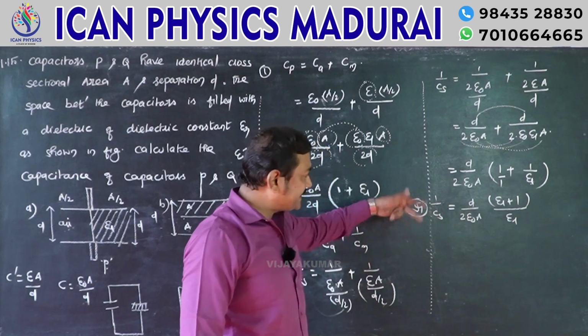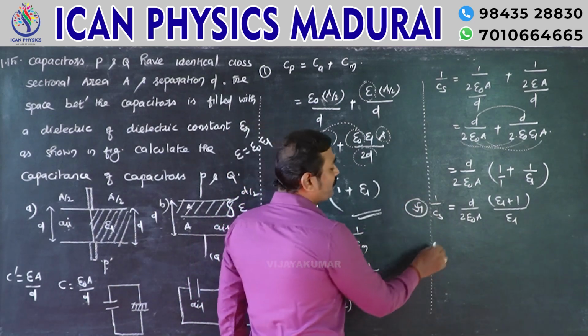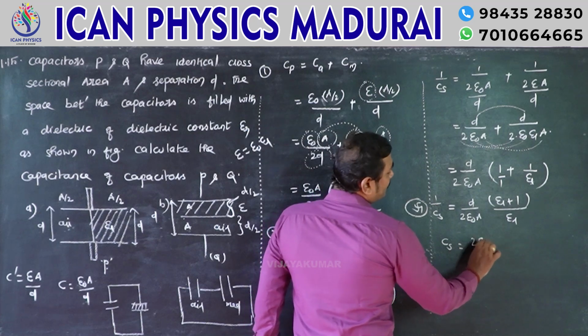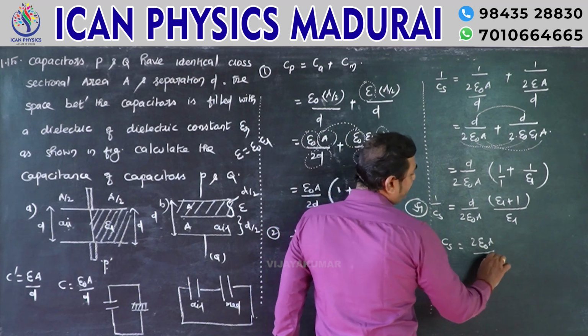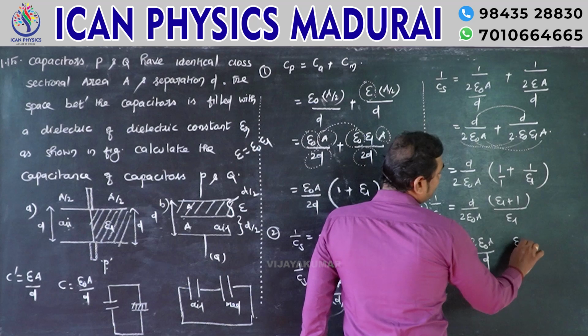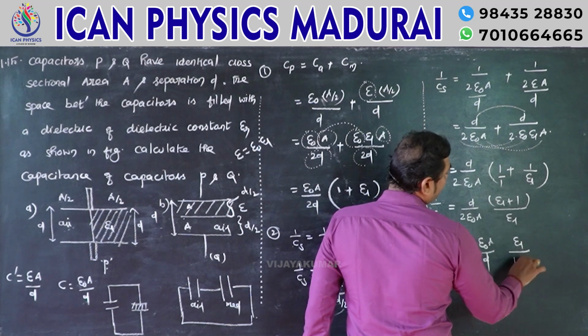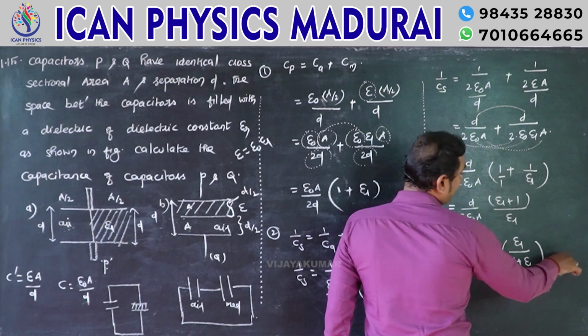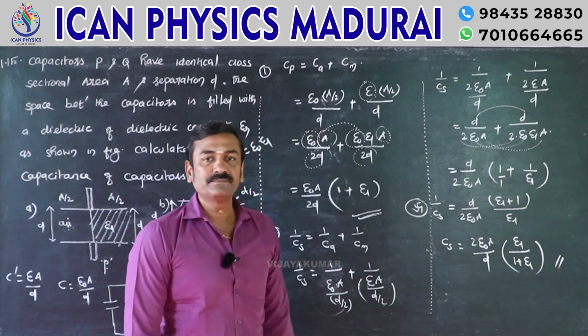Now take the reciprocal of the value. So when you take the reciprocal, Cs equals 2 epsilon 0 A by D into epsilon R times 1 plus epsilon R. Do you get it now? Do you have any doubts? No doubts.